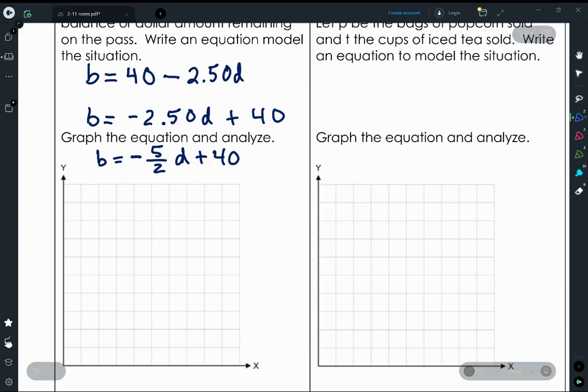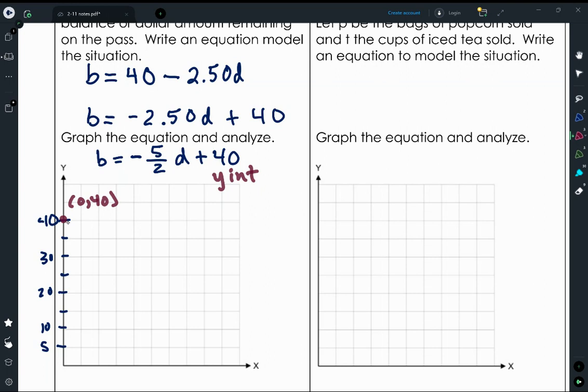I need to go ahead and label my axes. And I know from doing this problem earlier that I want my y-axis to go by 5. So this is going to be 5, 10, 15, 20, 25, 30, 35, 40. Okay, and that's our y-intercept is 40, right? So let's go ahead and mark that. That's our y-intercept. So that means I can make a point at 40 on my y-axis. So that's (0, 40) would be a point on that line.